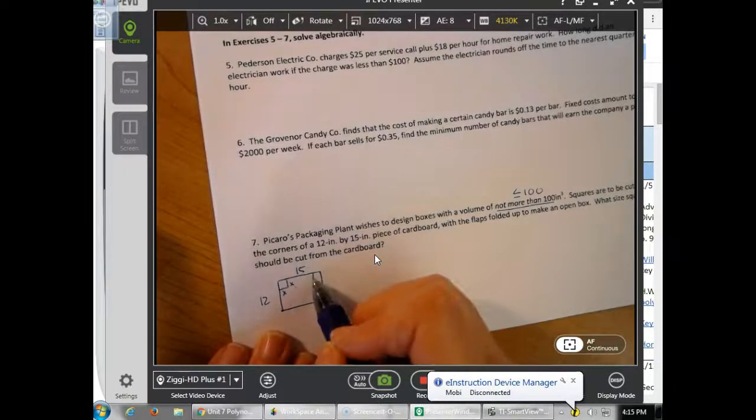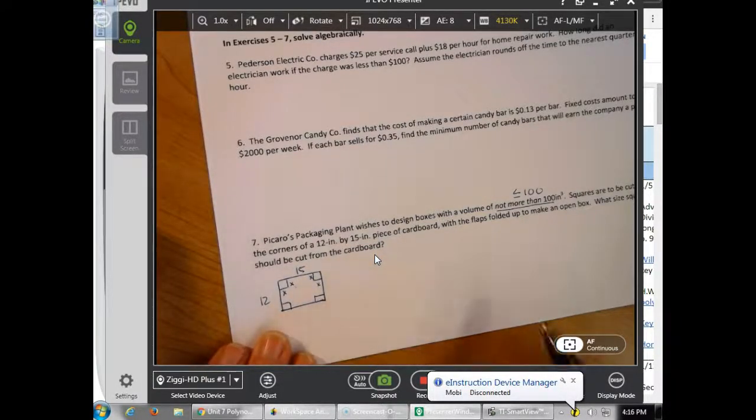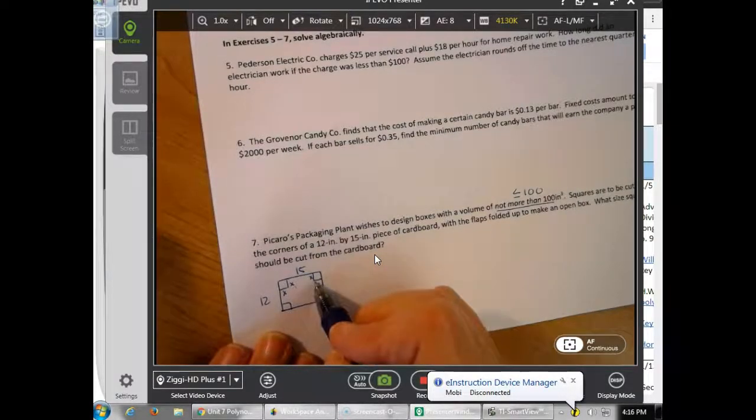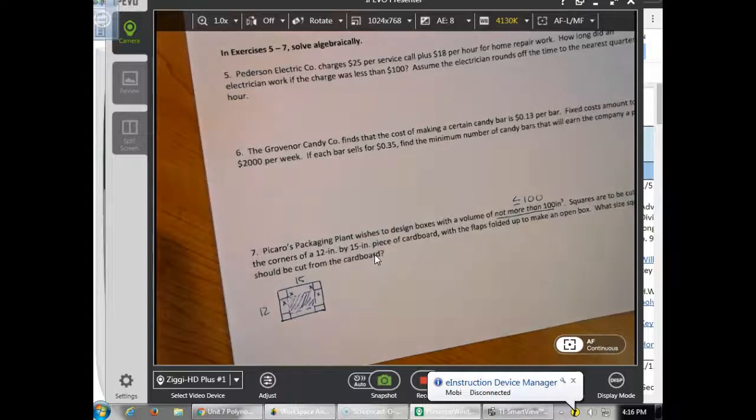sides, obviously. So here I have x and x. Same thing here, same thing here. And the flaps are going to be folded up to make a box. So these are our little flaps, and they get folded up. So the base of your box is here. And then you cut out the corners, and then you fold the flaps up, and you basically could tape them, and that would create a box without a top.